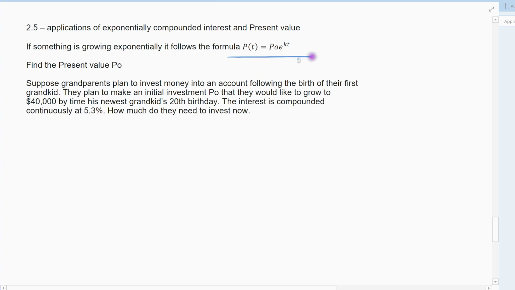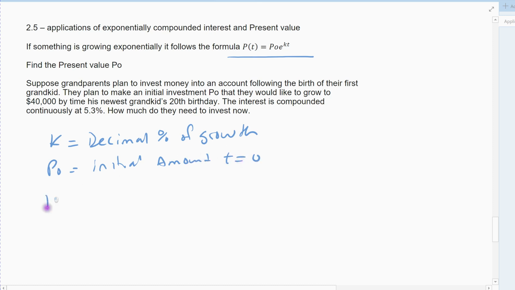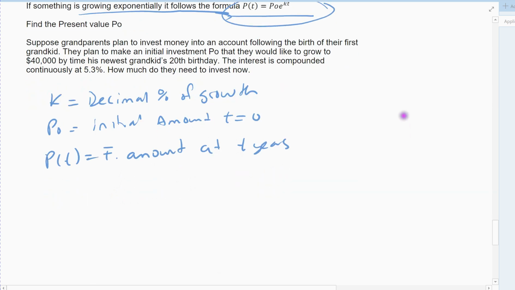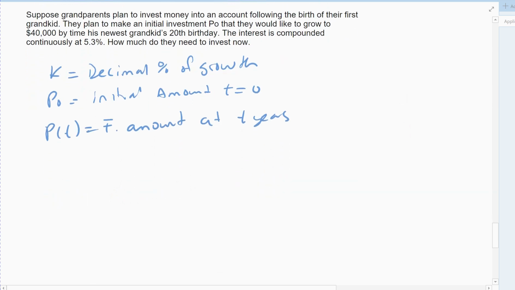which means they're following this exponential growth equation, right, where k in that exponential growth equation is the decimal percent of growth. P naught is the initial amount at time 0. P of t is the future amount at t years. Right? That's this equation. Whenever it says growing exponentially, that's what that equation is. And so a lot of times we want to know the initial amount.